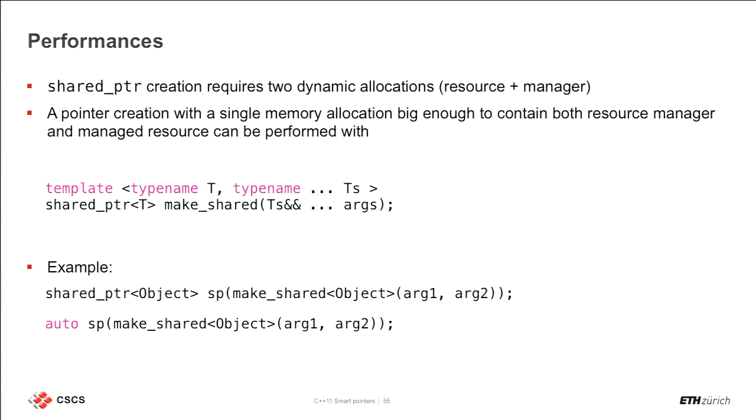And this make_shared function performs a single memory allocation. It creates a memory location on the heap big enough to contain both the resource manager and the managed resource, so that you have one single bigger memory allocation instead of two dynamic allocations every time. You can do something like in this example. You can call it with the full syntax, the shared pointer as p, specifying the type here and here with make_shared, and you can also use a better version with auto, where you don't have to specify the returned type, which is given by the make_shared function.